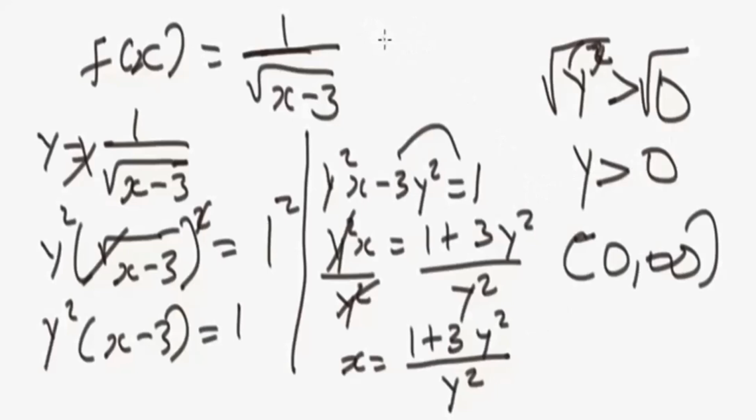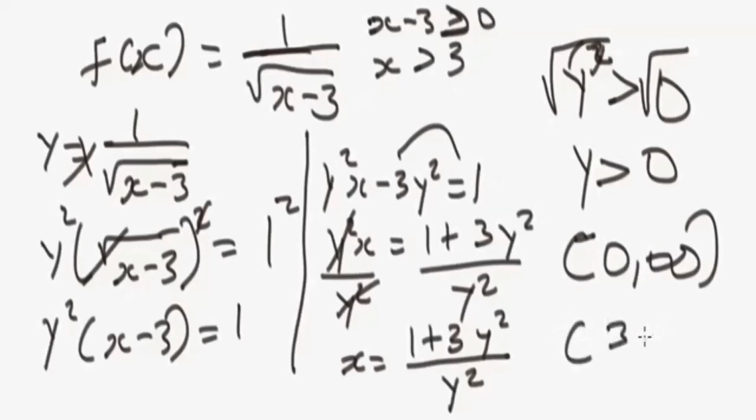Whereas if you find the domain of this function, it will be x minus 3 greater than 0. So you make x the subject, so x will be greater than 3. So the domain of this function will be all numbers from 3 to infinity, but not including 3. Whereas the range will be all numbers from 0 to infinity, but not including 0. So this is basically how you can find the range of the function.